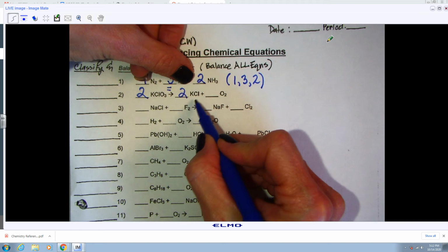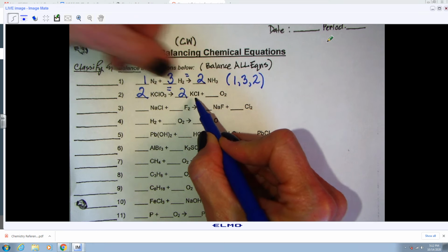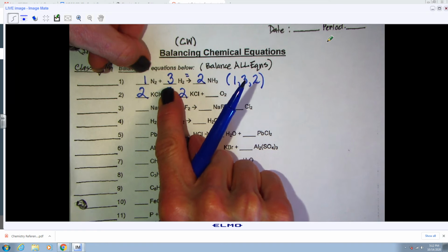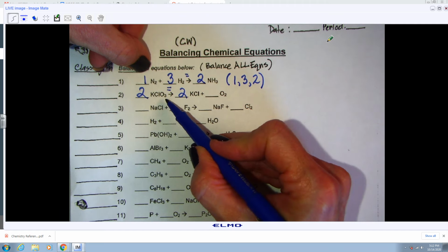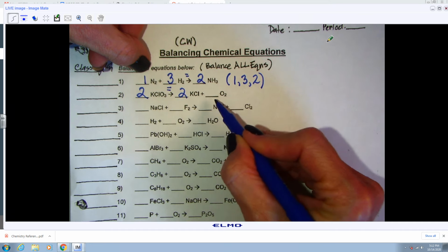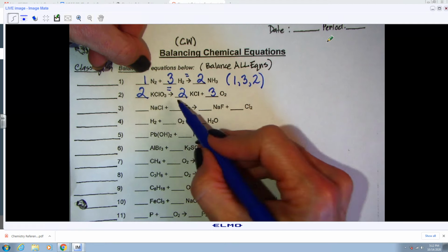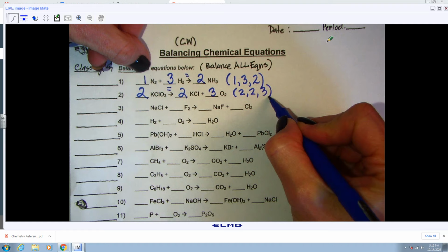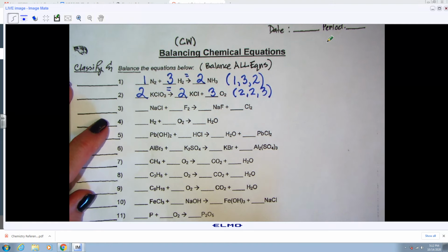Now let's distribute this 2 to the chlorine. That gives me 2 times the 1 chlorine, gives me 2 chlorines on this side. And if you distribute 2 times the 1, that gives you 2 chlorines on that side. Continue on. 2 times 3 gives you 6 oxygens on this side. So how can we get 6 oxygens on this side? You're going to put a 3 times 2 is 6. 2, 2, 3 balances that equation. And that cannot be reduced. So that is how you express your answer. Let's go on to number 3.